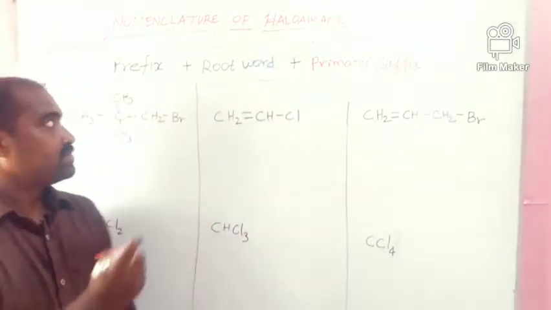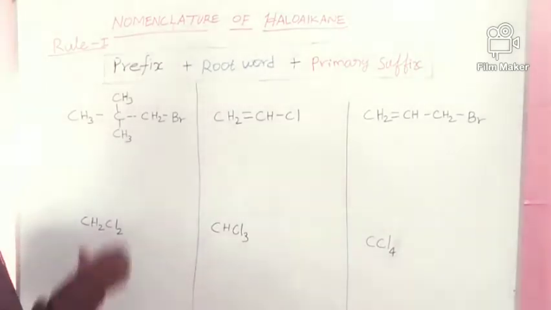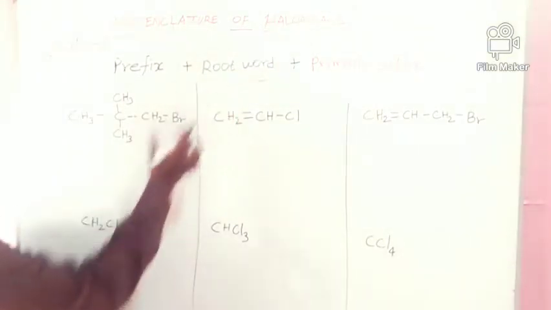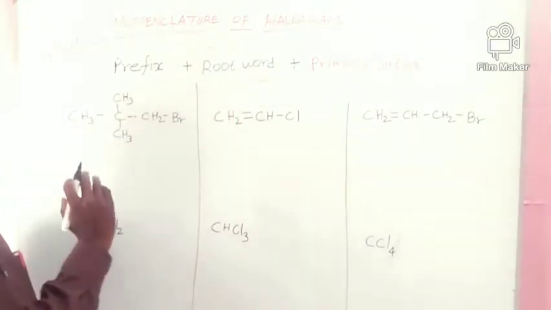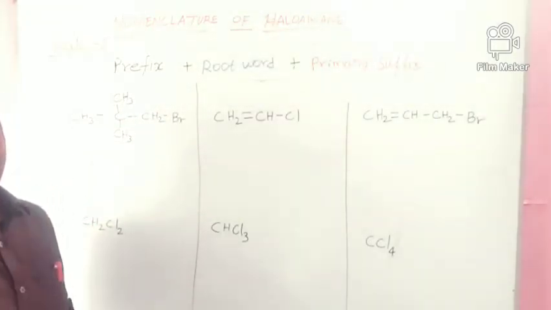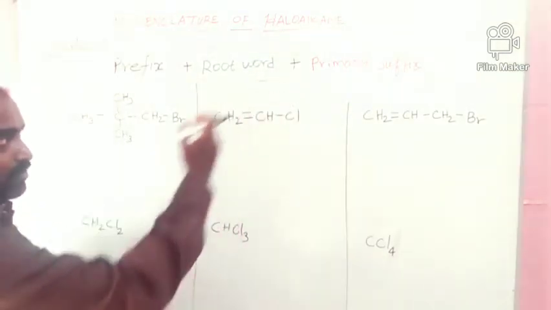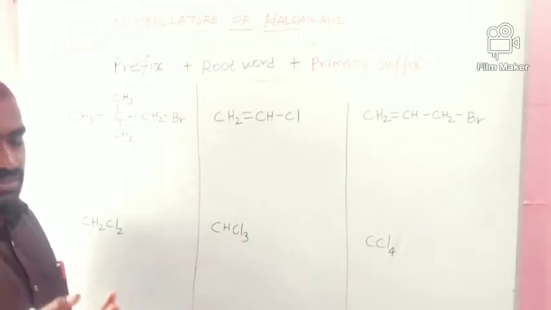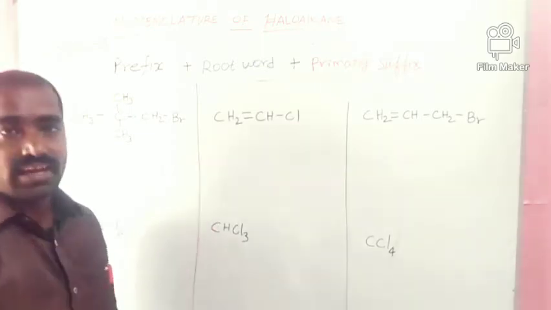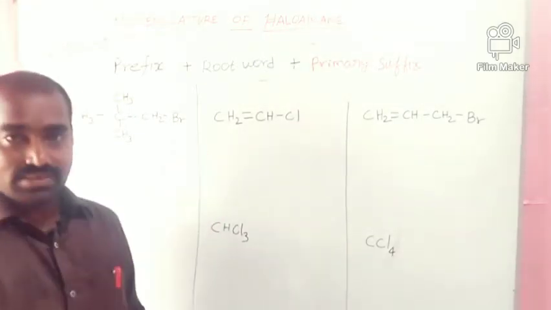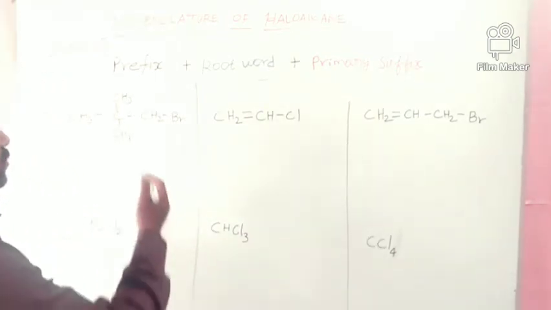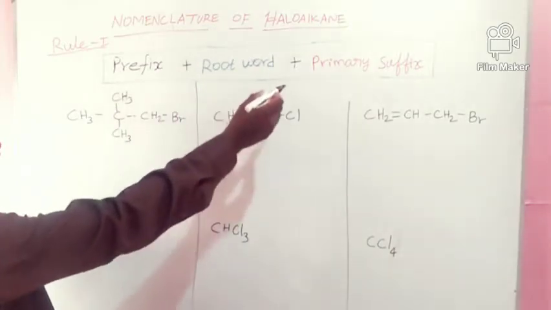So look here. Rule number 1 is a prefix. Already you know that prefix means the word added before the root word. Remember, the root word is an important concept. What is a root word? Root word means the number of carbons present in the compound. And primary suffix. You know suffix is of two types: one is a primary suffix, another is a secondary suffix. Primary suffix is alkane, alkene, alkyne, and secondary suffix is the functional group: alcohol, ketone, carboxylic acid, and so on. So prefix, root word and primary suffix.